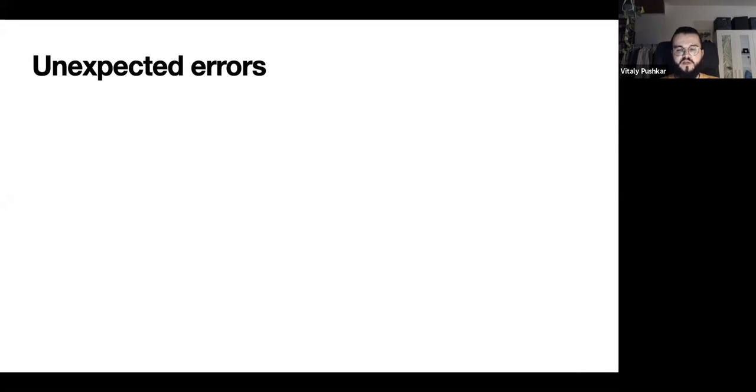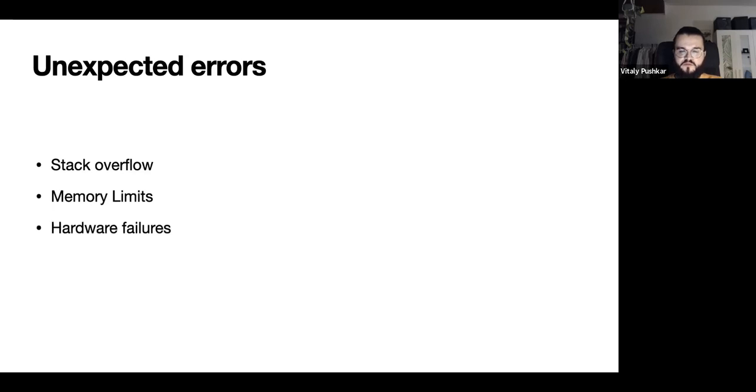Unexpected, on the other hand, are errors that are hard or impossible to predict, but most importantly, such that are impossible to deal with. For example, a stack overflow or memory limits, hardware failures, and so on. Most unexpected errors are too hard or impossible to handle, while expected errors, on the other hand, have a long history with many different ways of handling.